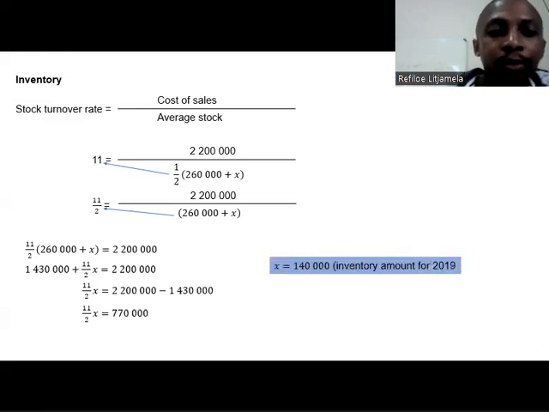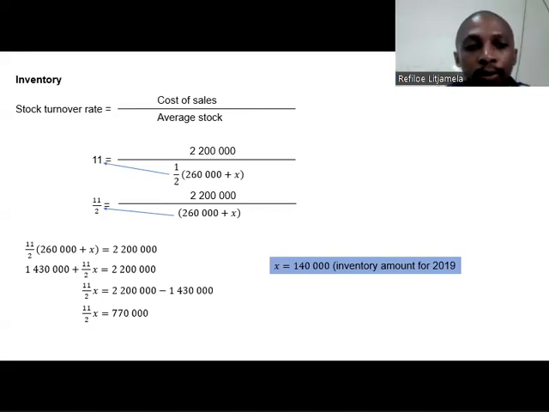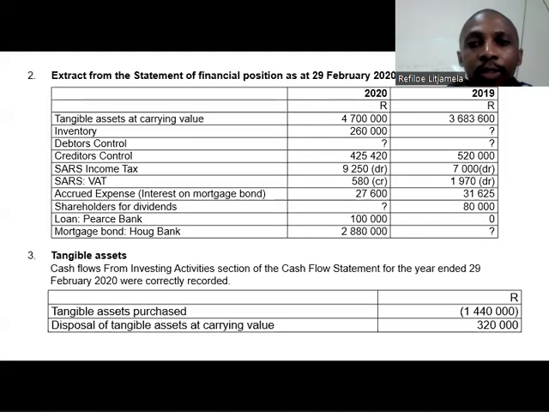Take that 770,000 and divide it by 11 over 2, you will get what I've got there, which is 140,000. That will be your inventory for last year. And I'm going to go back to my table. Since I've got inventory for last year, I'm just going to put it there as 140,000. So I'm going to compare last year's inventory amount to this, and you realize that inventory has gone up. And when inventory goes up, that is bad news cash wise, because it results in a cash outflow.